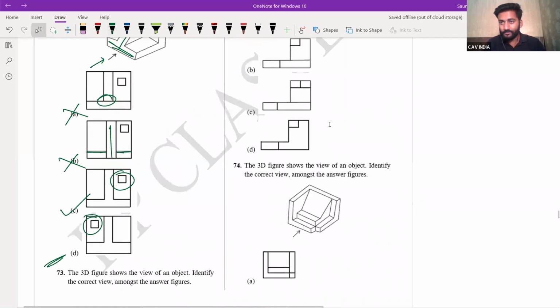And if you have a strong hold on these topics, you can actually solve them quickly and save some time, so that you can utilize that time in your other part. Like maths will take a lot of time to solve.